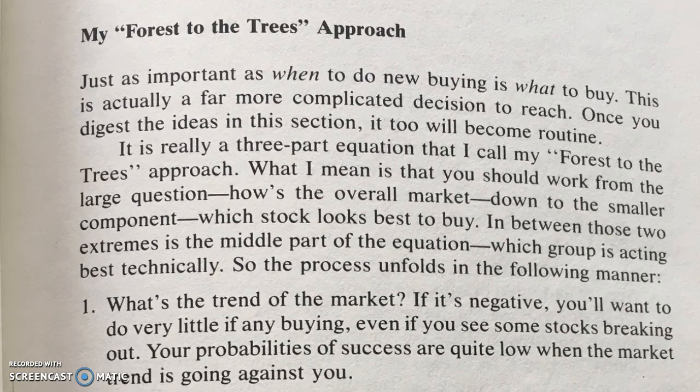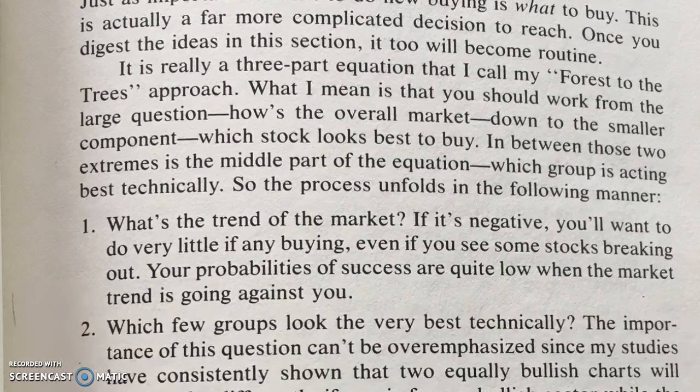So the first question is whether the market is in a bull or bear market. If the market's in a bear market, it's less likely that a high potential trade will do anything because the overall market forces are working against individual stocks. So he says in the book that your probabilities of success are quite low when the market trend is going against you. And really when the market's in a bear market, you either want to be short or on the sidelines because, again, it's hard for individual stocks to overcome the selling that occurs in bear markets.